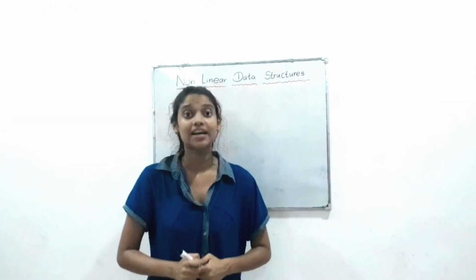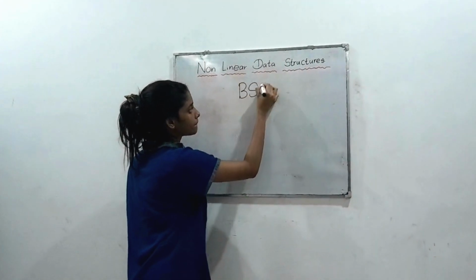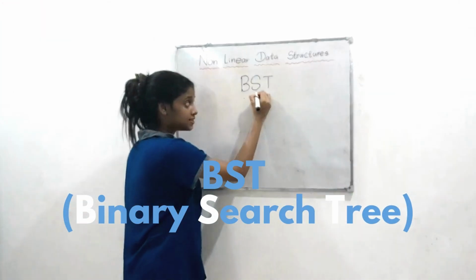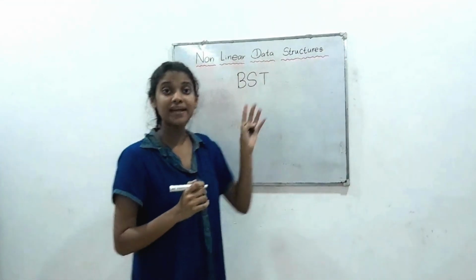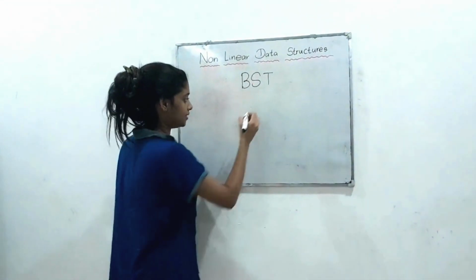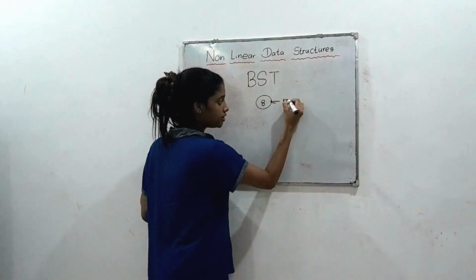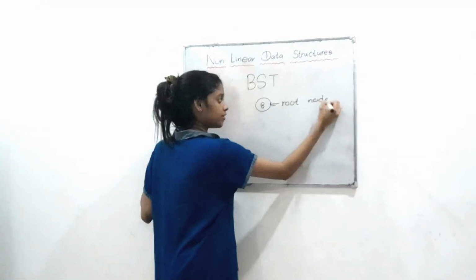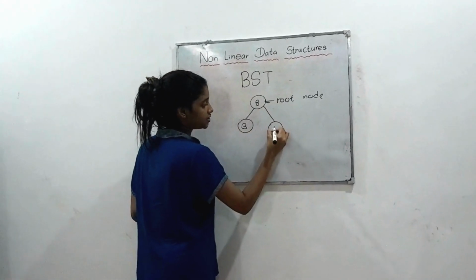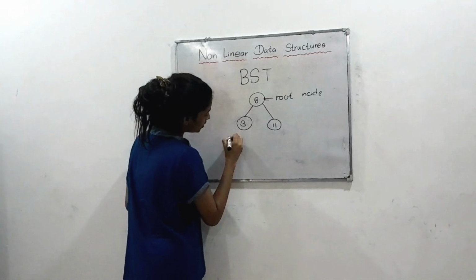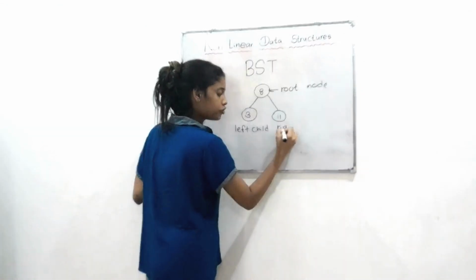Okay, now let's see what is BST. Binary search tree. Okay? I explained this BST from simple example. Now you see you have 8 as a root node. Then you have 3 and 11 as its left child and right child.